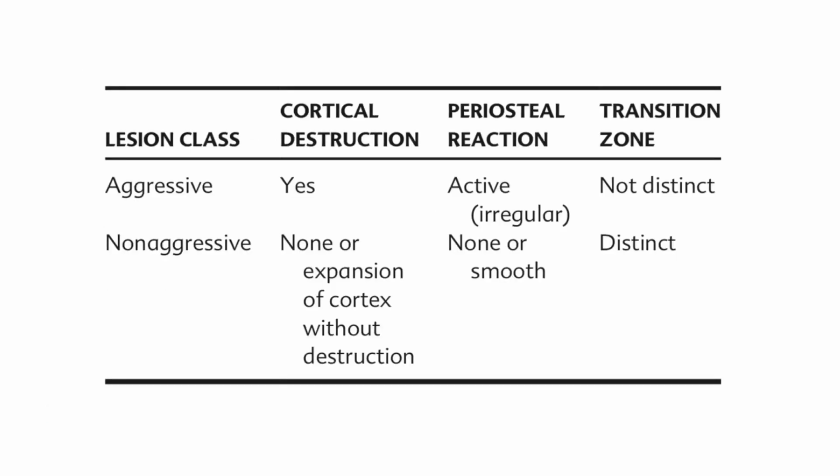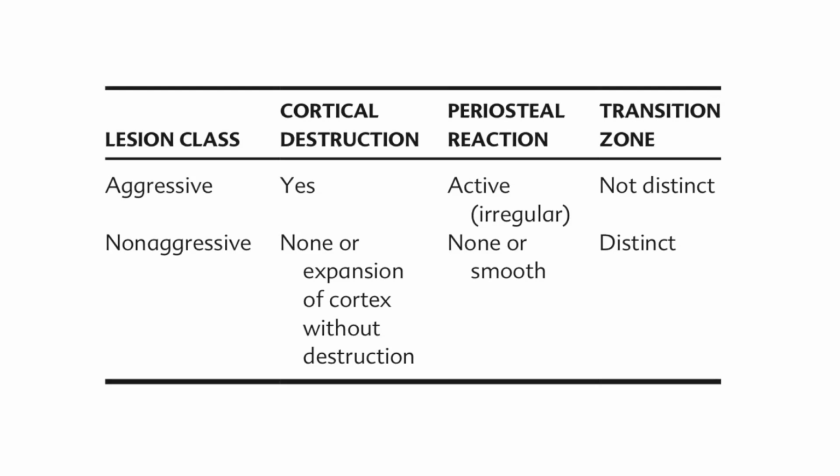Let's take another look at those radiographic features and see how they differ between aggressive and non-aggressive lesions. An aggressive lesion is going to have cortical destruction, whereas a non-aggressive lesion is much less likely to have any evidence of destruction of the adjacent cortex. An aggressive lesion is going to have an active periosteal reaction, and more often than not, that periosteal reaction will be irregular, whereas a non-aggressive lesion is much more likely to have no periosteal reaction, or if there is one, it'll be a more regular or smooth periosteal reaction.